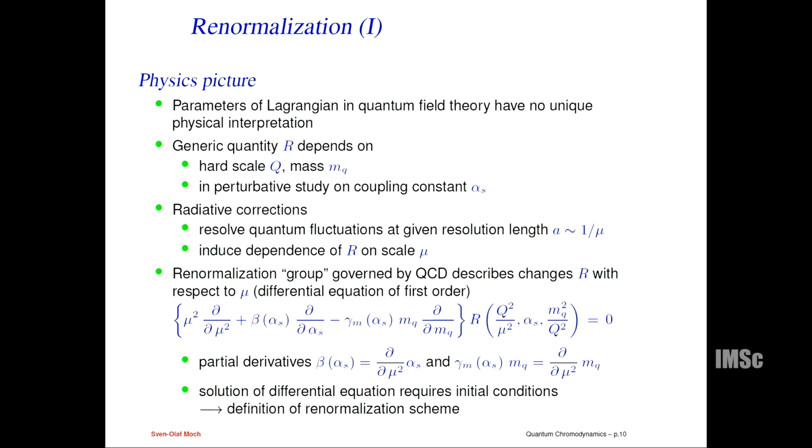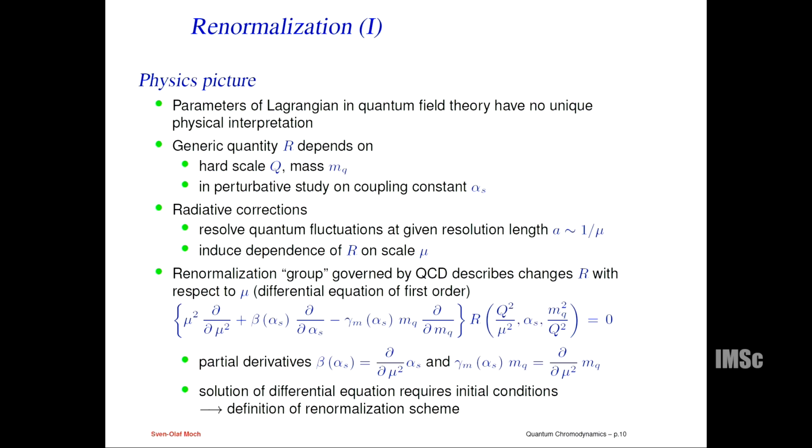And once we have realized this, then we can formalize this in a so-called renormalization group equation, which is fairly general for quantum field theories. So we have our quantity R. It depends on a hard scale. It depends also on masses. And for convenience, we can make dimensionless ratios. So we can make a ratio of the hard scale over our resolution scale, Q over mu. And we can also take all the quark masses in relation to the hard scale. So if this hard scale is really large, like a TeV at the LHC, and our quark masses are fairly small, this already tells us that we can, for instance, drop the quark masses. And then we also have dependence on the strong coupling here.